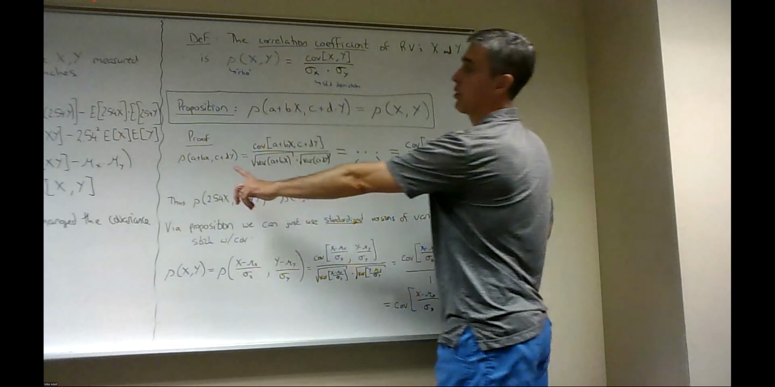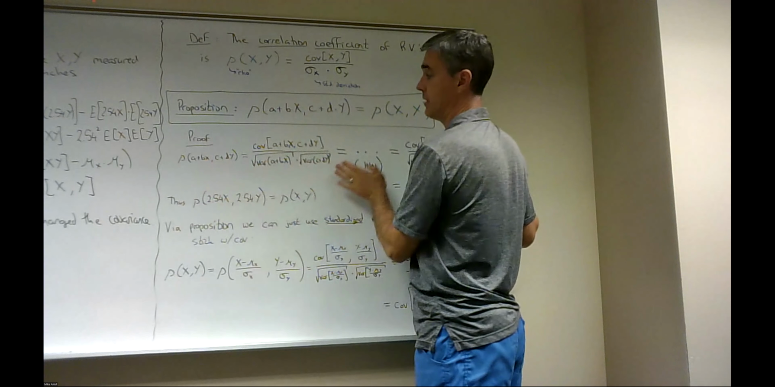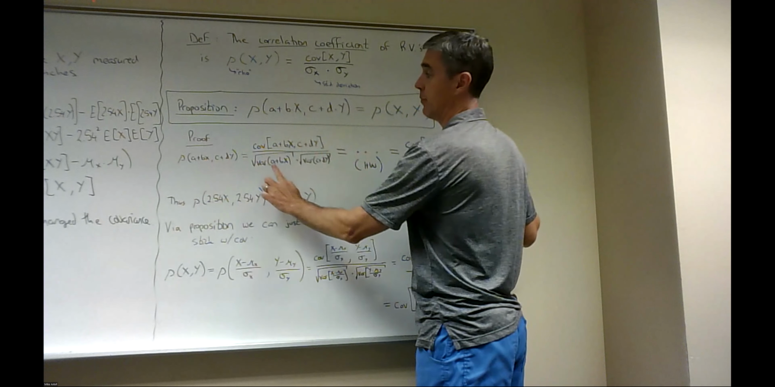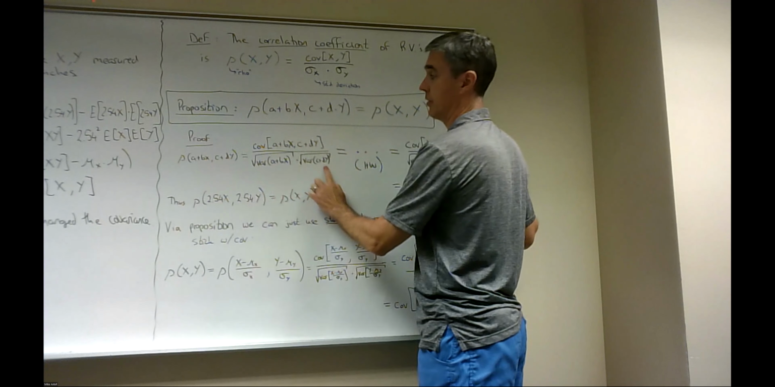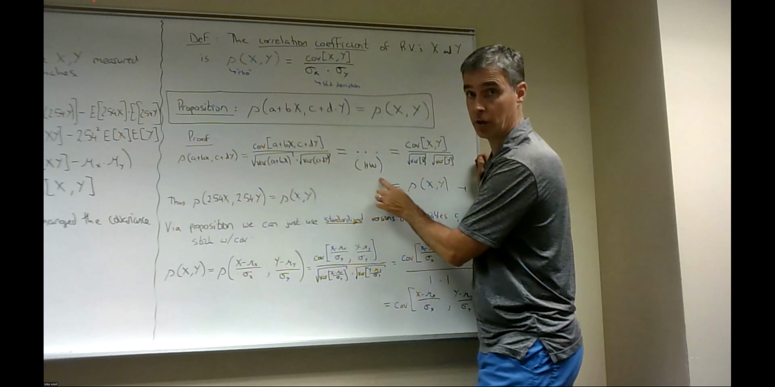Well, I'm going to start with the correlation coefficient of a plus bx and c plus dy. And there's the very definition of it: the covariance of those two linear combinations divided by the standard deviation of each of those linear combinations. Okay. And then a homework problem occurs.